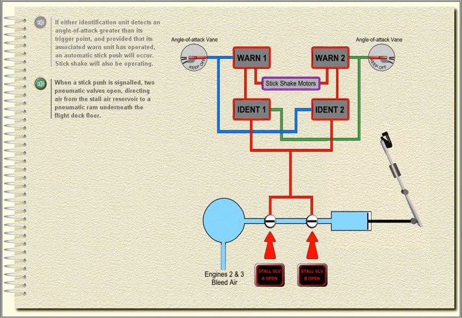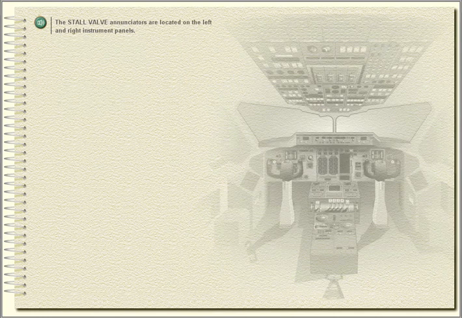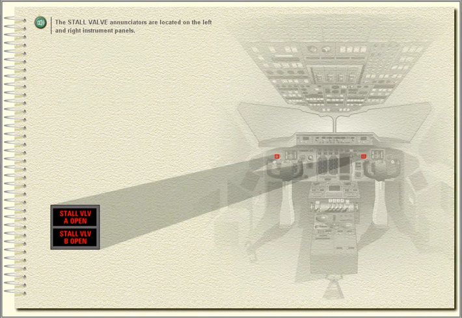When a stick push is signalled, two pneumatic valves open, directing air from the stall air reservoir to a pneumatic ram underneath the flight deck floor. The stall valve annunciators are located on the left and right instrument panels.